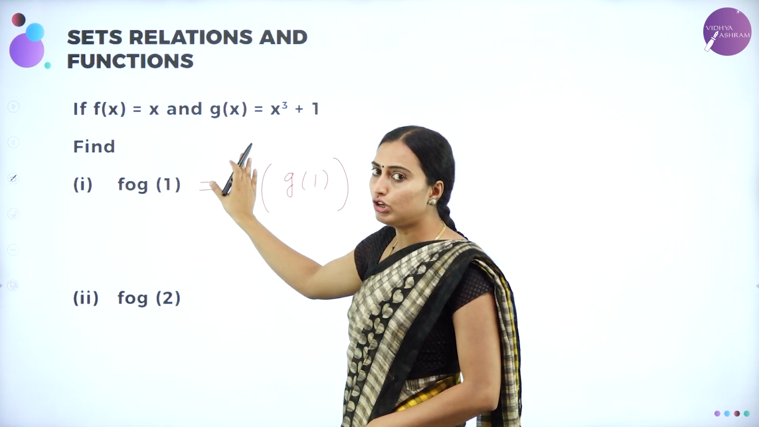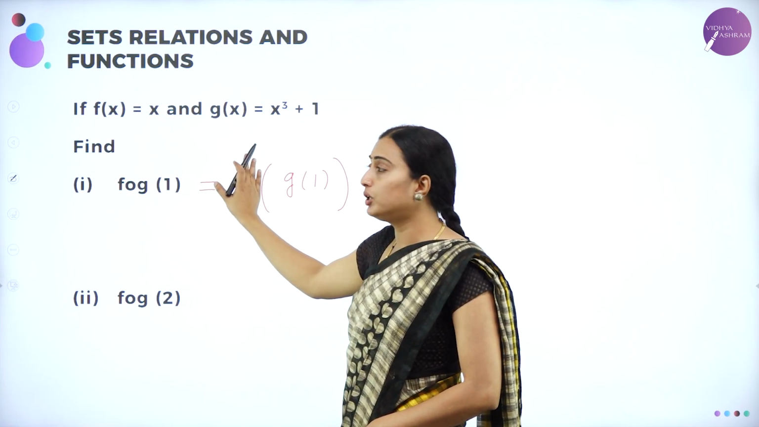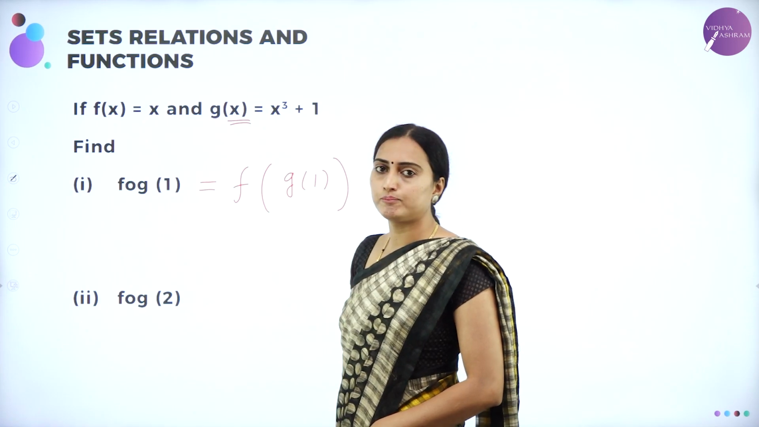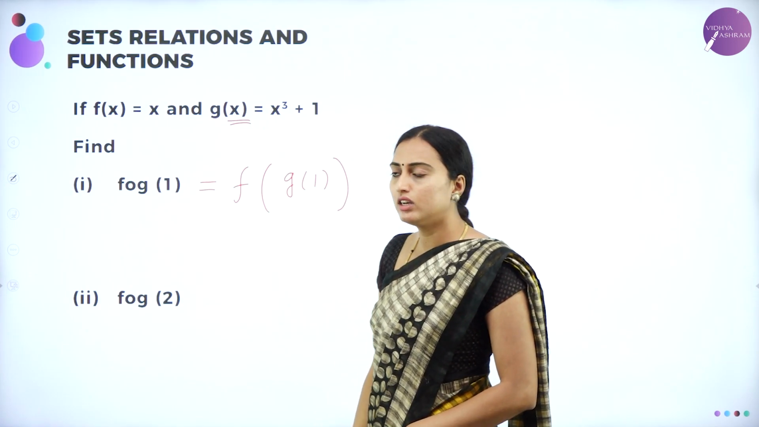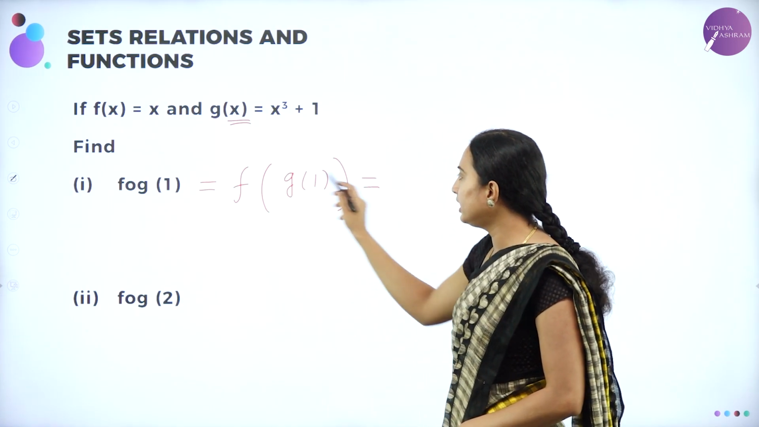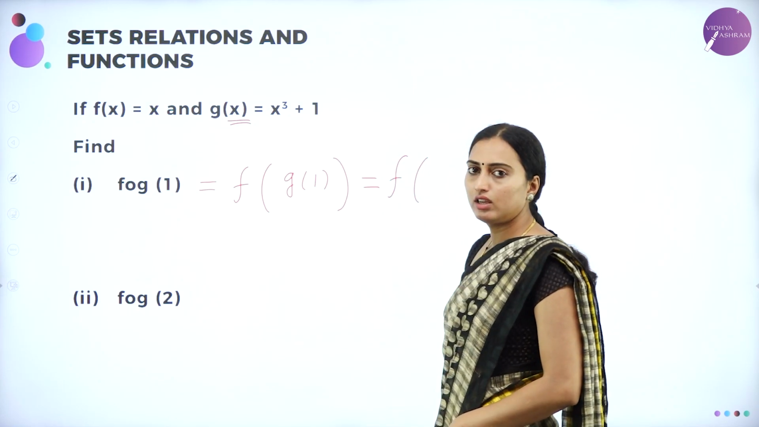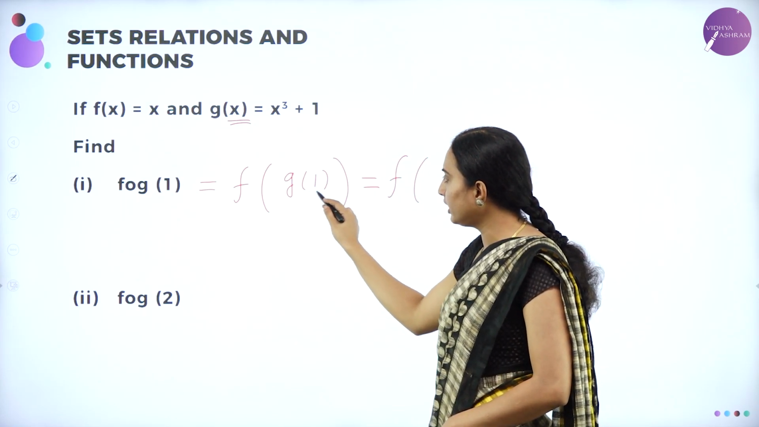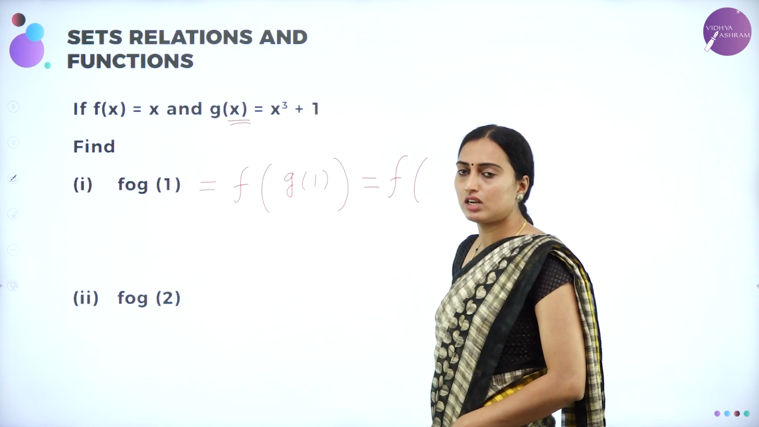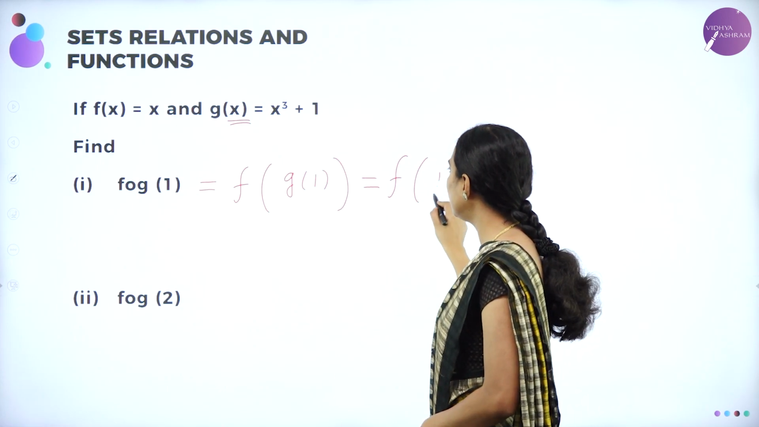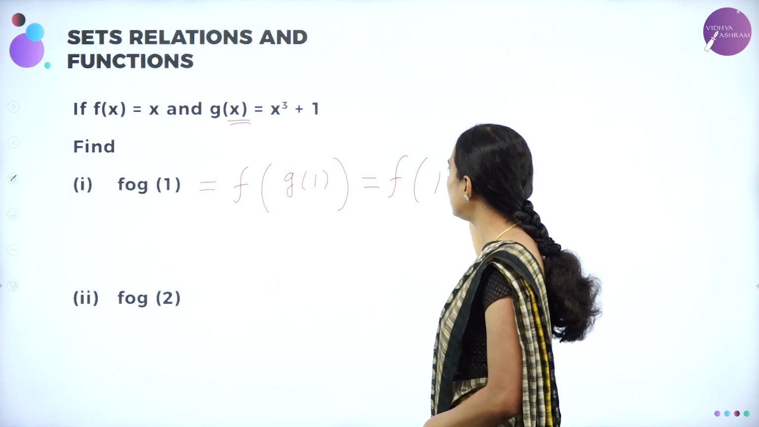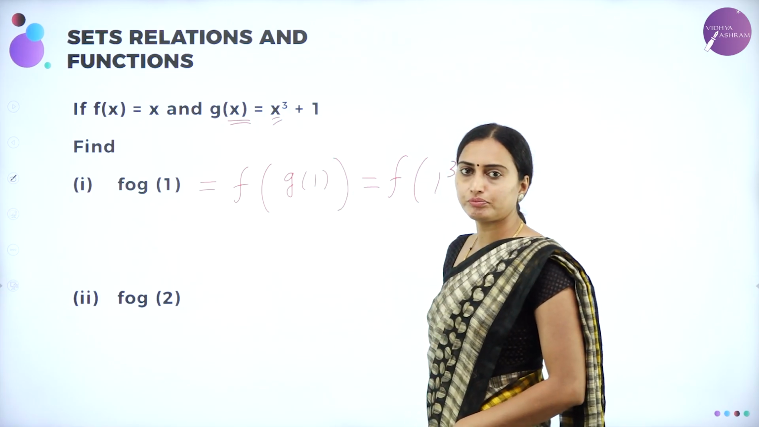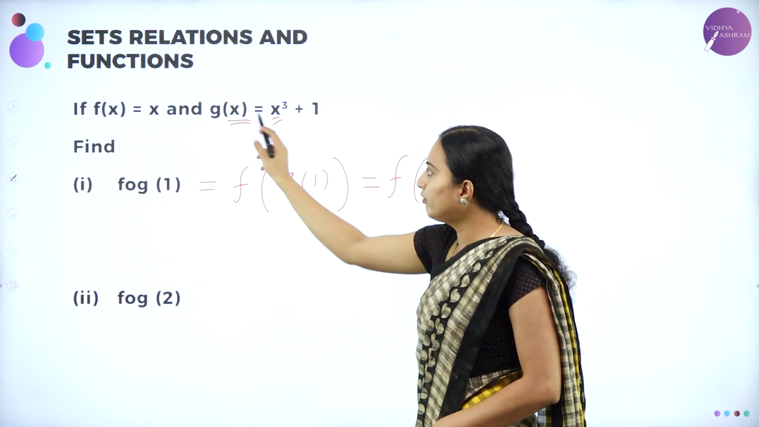What does g of 1 look like? It is g of x, therefore putting x equal to 1 in g of x will give you g of 1. So I am going to write f as it is. G of 1 means substituting x equal to 1 in g of x, which will give you 1 cube plus 1. Okay, that is g of 1.